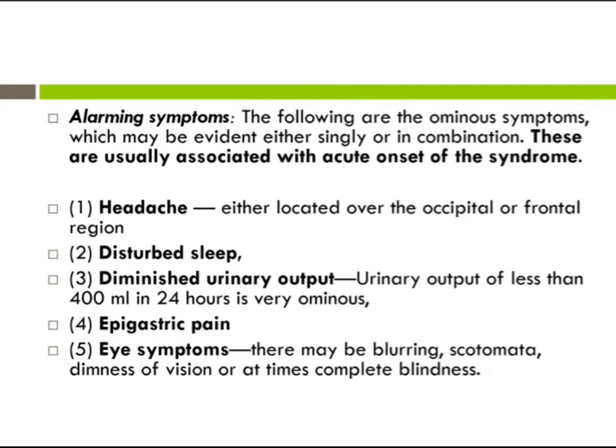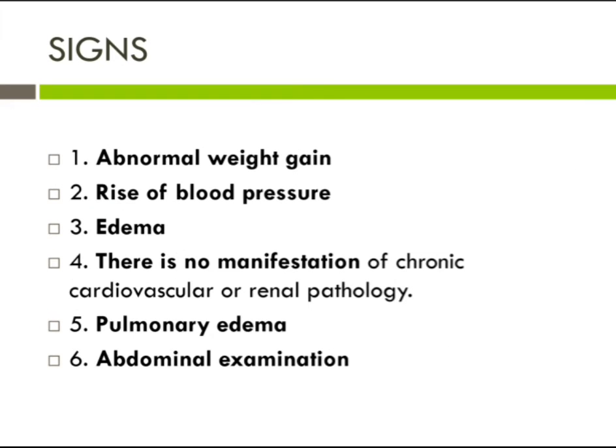Alarming symptoms. The following are the ominous symptoms which may be evident either singly or in combination. These are usually associated with acute onset of the syndrome: 1. Headache, 2. Disturbed sleep, 3. Diminished urinary output, 4. Epigastric pain, 5. Eye symptoms such as blurring, scotomata, dimness of vision, or at times complete blindness.